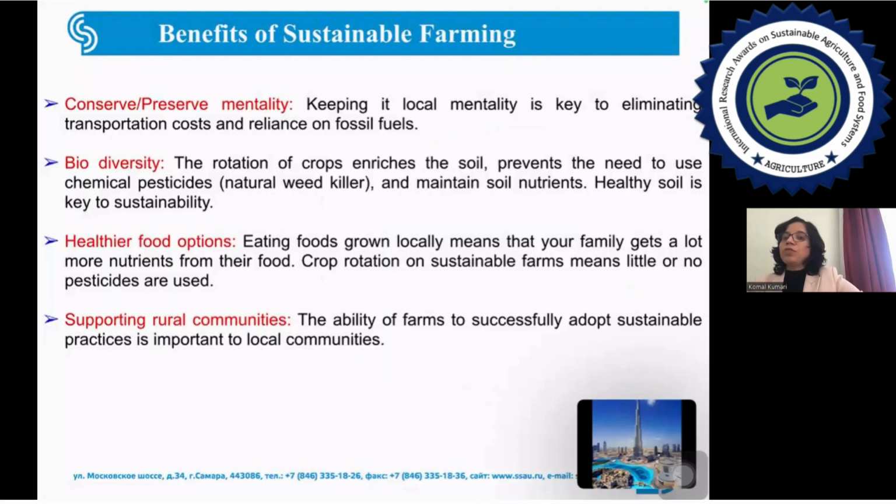What is the benefit of sustainable farming? Keeping it local is key to eliminating transportation cost and reliance on fossil fuel. The rotation of crops is good for soil health, and healthy soil is key to sustainability, which provides healthier food options for us and also supports rural communities.